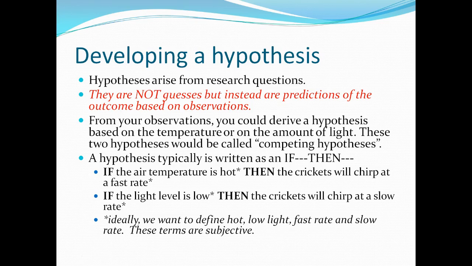A hypothesis is typically written as an if-then statement. If the air temperature is hot, then the crickets will chirp at a fast rate. Or, if the light level is low, then the crickets will chirp at a slow rate. Ideally, we want to define hot, low light, fast rate, slow rate, for example, because these terms are subjective.